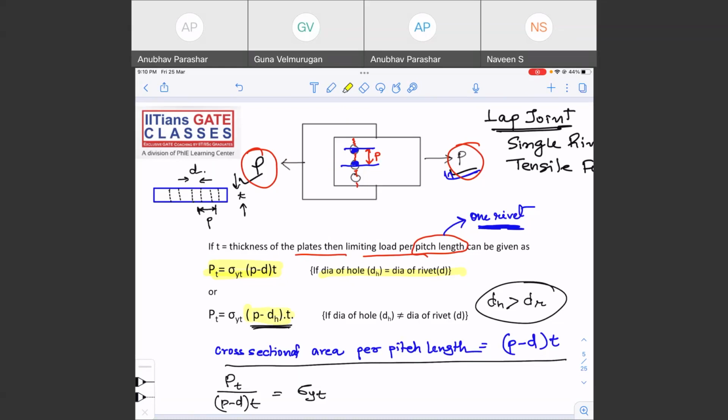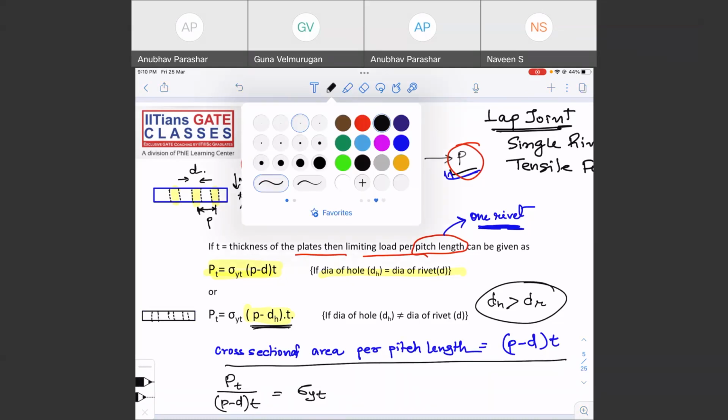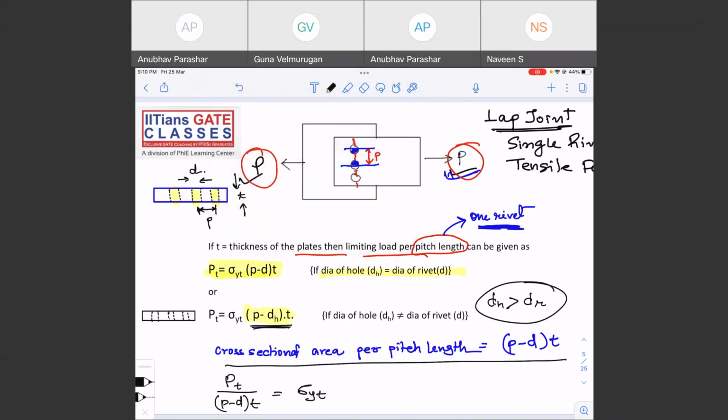Because it is tearing failure of the plate. So for the plate, if you see, the plate has the holes, right? So for the plate, it is going to be the dia of hole, right? So in that case, I simply modify this formula: P minus dia of hole into T. Pt is equal to sigma yt, P minus dia of hole into T.